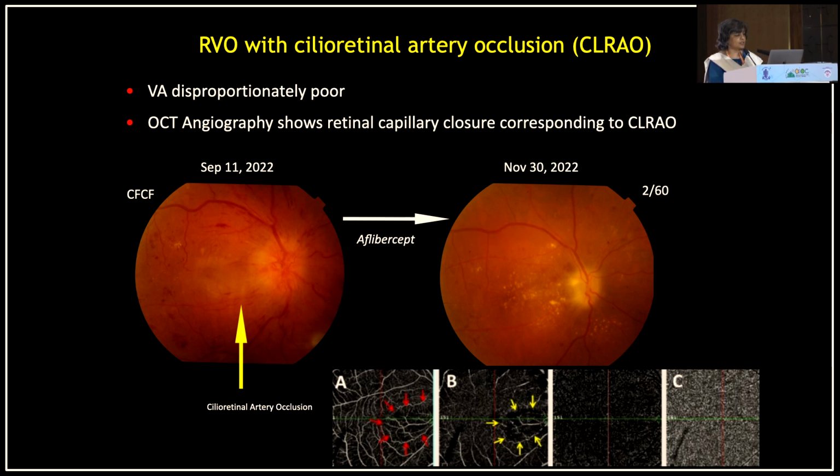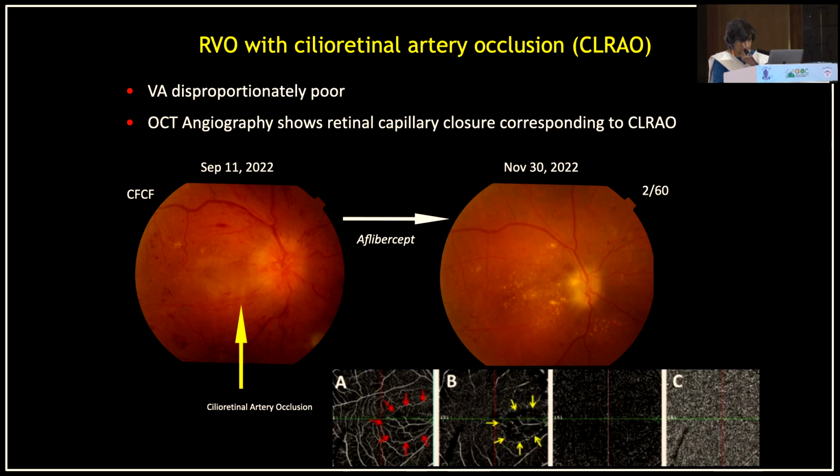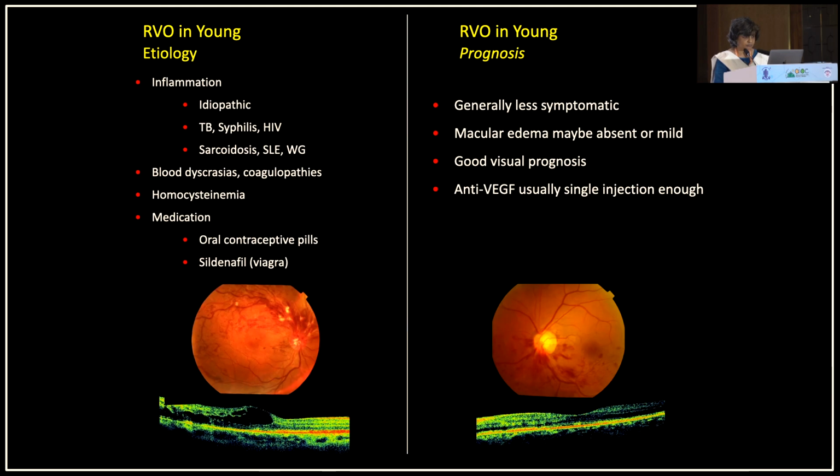Lastly, CRVO can often come with cilioretinal artery occlusion, so suspect this when vision is disproportionately poor to the macular edema. OCT angio can show, as you see in the picture, non-perfusion to confirm the cilioretinal artery occlusion, and vision doesn't improve despite macular edema resolution with the anti-VEGF injection.